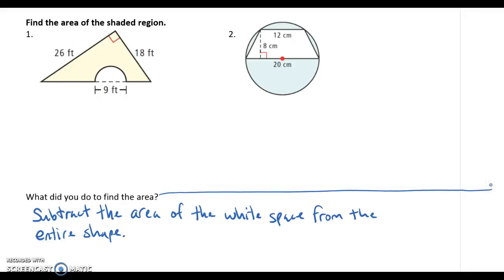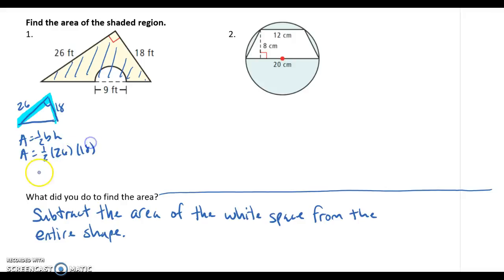All right, so why don't we do number one together? So first off, you want to think, well, what is that whole shape? If I ignored this circle and thought, well, if everything was filled in, what would that be? Well, that would be a triangle. So again, if it helps, you can always draw your shape separately. And here I've got 26 and 18. I don't really care about that hypotenuse because once again, the base and the height need to be perpendicular. So area is 1/2 base times height, plugging in 26 and 18, we should get an area of 234.